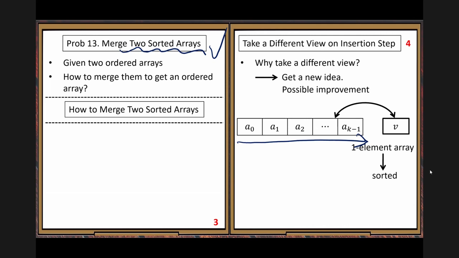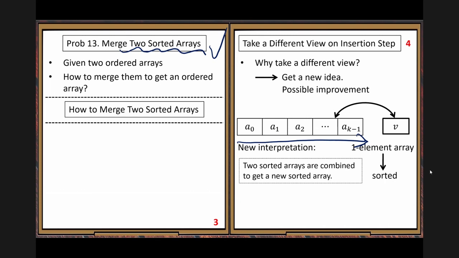That's the idea we want to implement. So one element was ordered, but we expand it. This time, that one-element ordered array we expand to an ordered array with multiple elements, and another ordered array with multiple elements. Then that's a typical merge situation. So the new interpretation: two sorted arrays are combined to get a new sorted array. Okay.